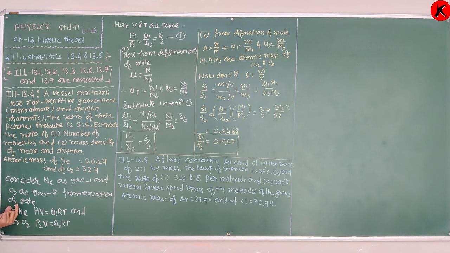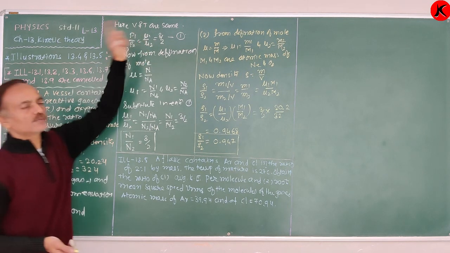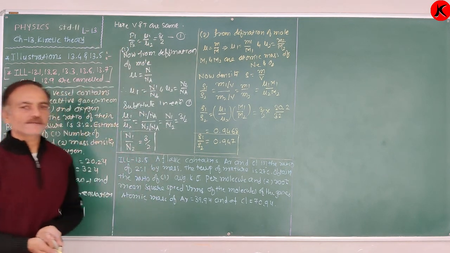From the equation of state, for gas 1, neon, P1V is equal to mu1 RT, and for oxygen, P2V is equal to mu2 RT. Here the volume and temperature are constant, and R is also constant. Therefore, taking the ratio of these two equations, P1 upon P2 is equal to mu1 upon mu2. But here P1 upon P2 is given as 3 by 2. That is equation 1.